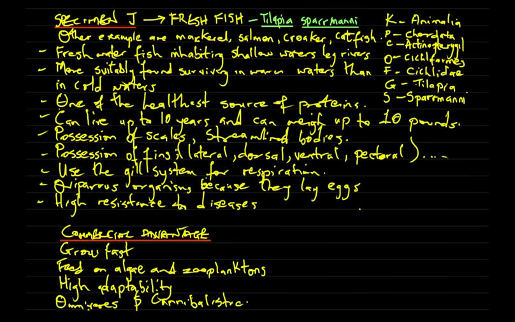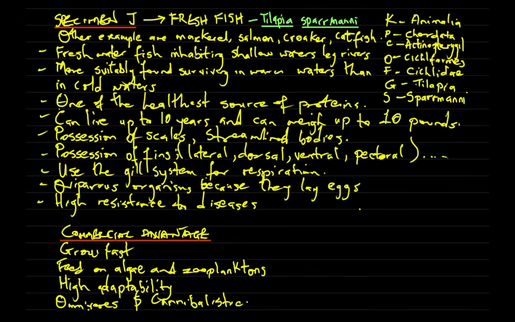They can live up to 10 years and can weigh up to about 10 pounds. They can become big. Majority of them, with the exclusion of a few, have scales. Catfishes do not have scales; the body of the catfish is very slimy. But the tilapia that I'm using as an example here has scales and a streamlined body, and possesses fins. We have different types of fins: the lateral fin, the dorsal, the ventral, and the pectoral fin. All of these fins aid their movement in their habitat.